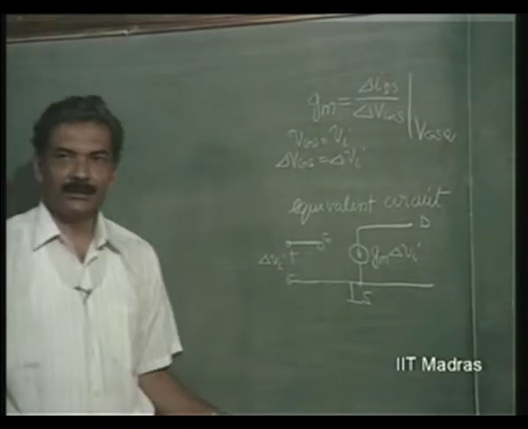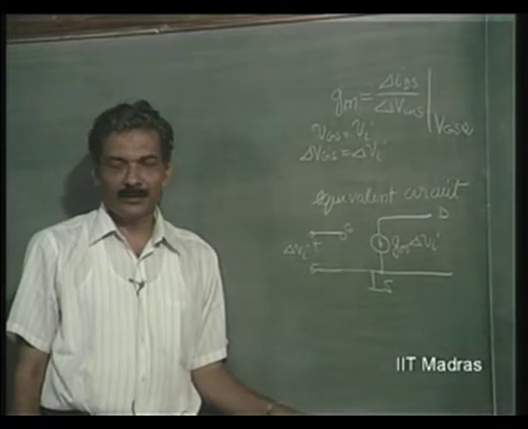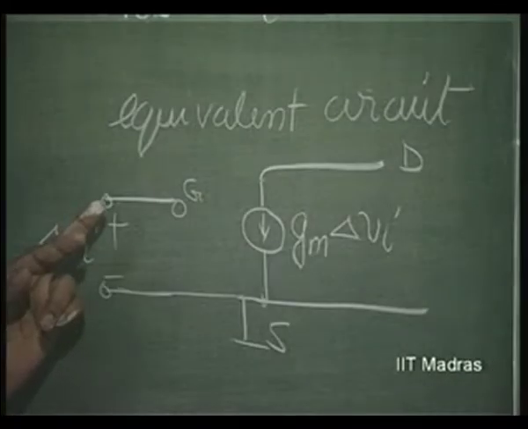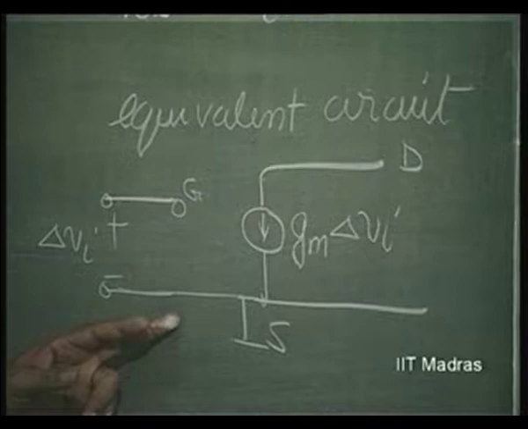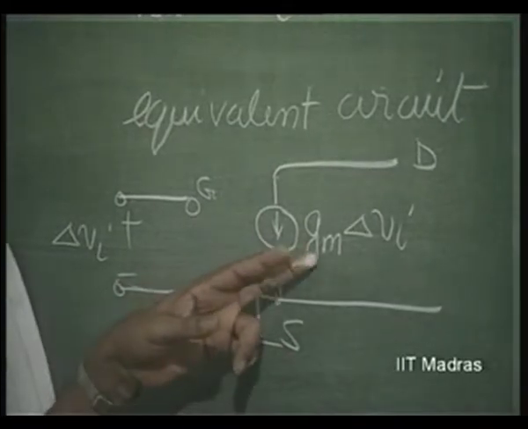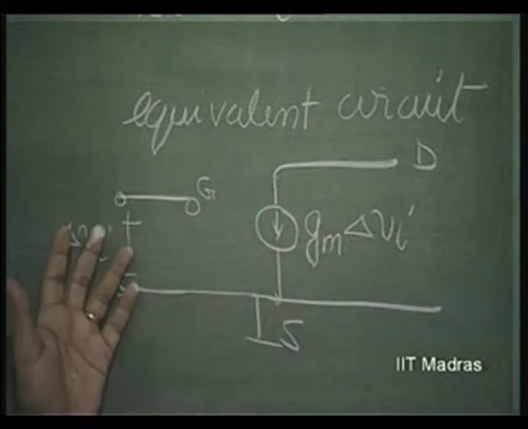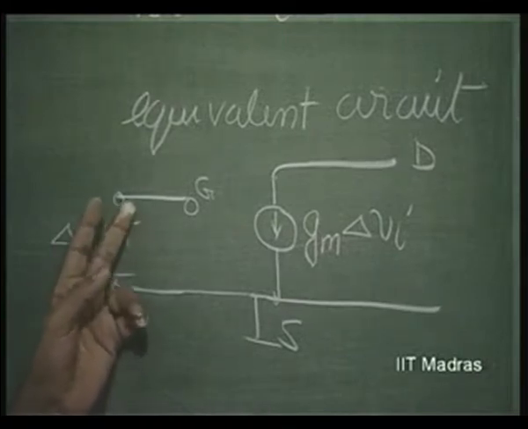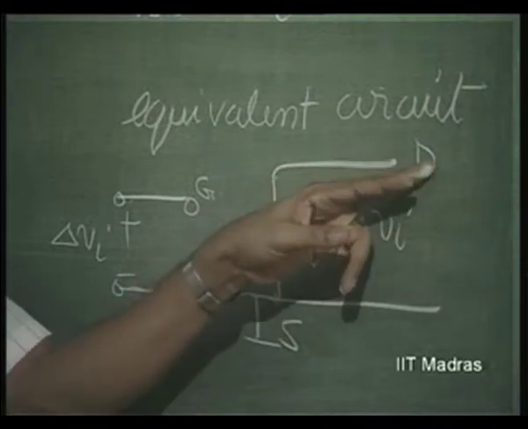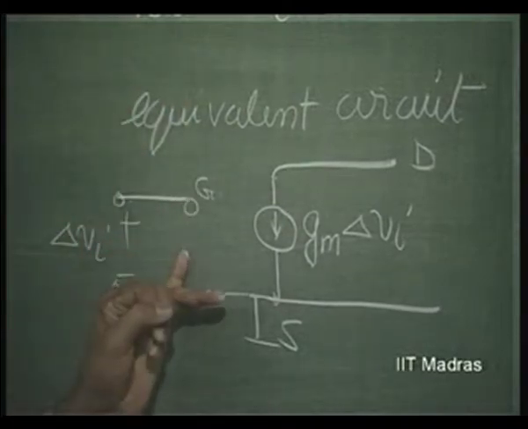You can see that this is identical to the bipolar equivalent circuit between base and emitter. If the voltage was VBE, the current source current was Gm into delta VBE, which is delta Vi, exactly the same. Gate is replaced by base, source by emitter, drain by collector, if you want the bipolar.